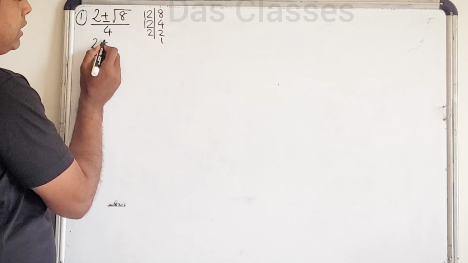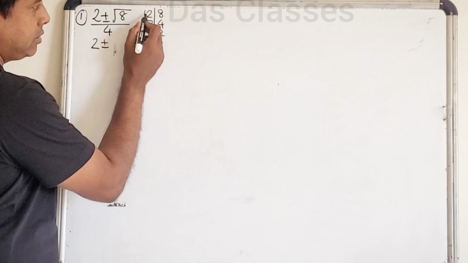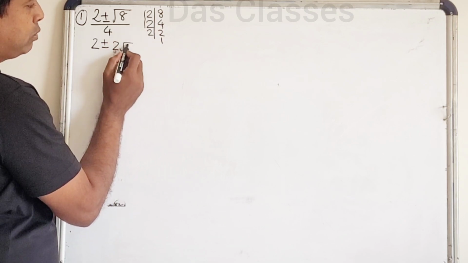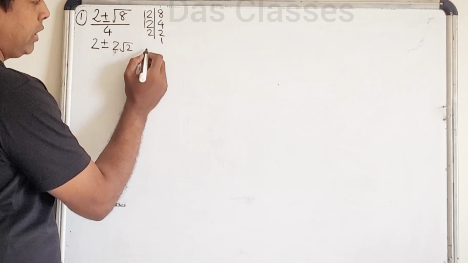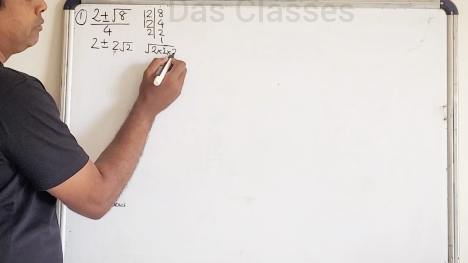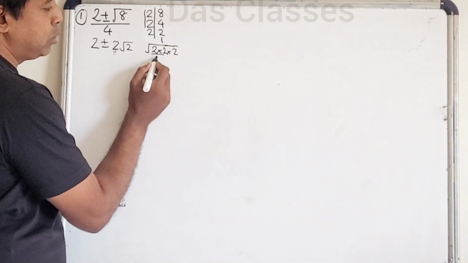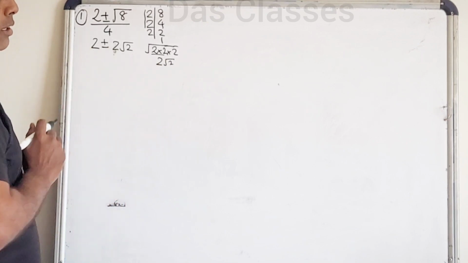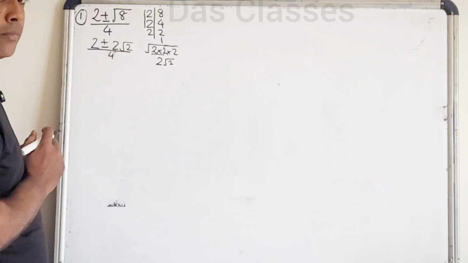So what you are going to get is 2 ±, and this pair comes outside, and this one does not have a pair, so it will be written this way. Basically, I wrote root 8 in the form of 2 × 2 × 2. As it's a square root, we need to take a pair of two terms. So this 2 comes out as one 2, giving 2√2, which I have written down upon 4.